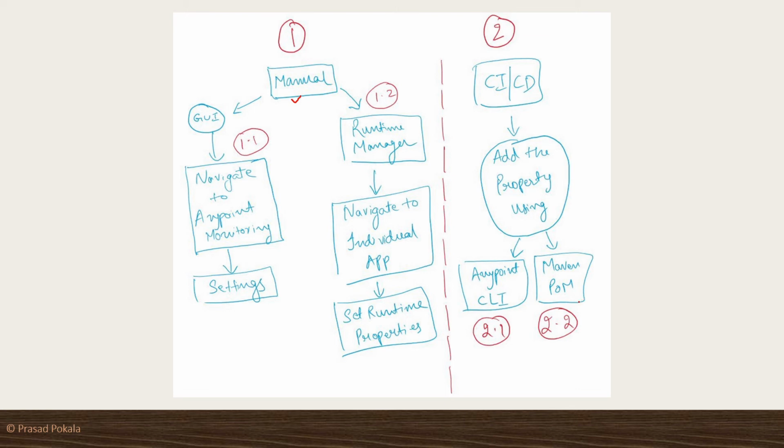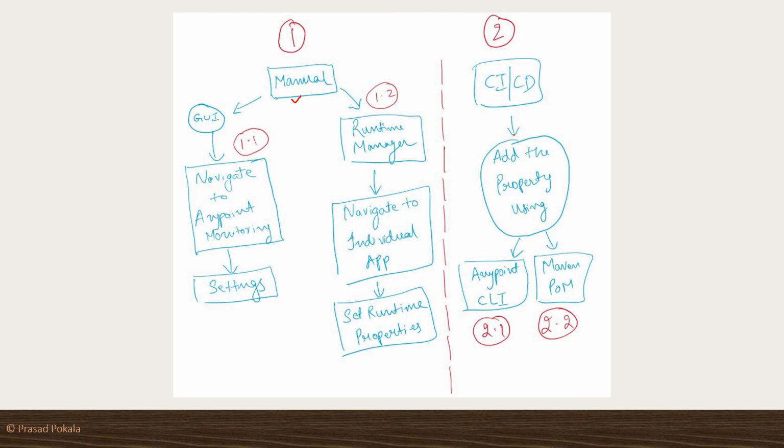Alright, I'll soon show you the actual demonstration of where these places are and how to navigate to them to enable the monitoring. But in general, just remember that once again, there are two ways, manual and CI/CD. In manual, further down you can do it either from the Anypoint monitoring settings page, or you can go to the Runtime Manager and update the CloudHub properties with a particular setting.